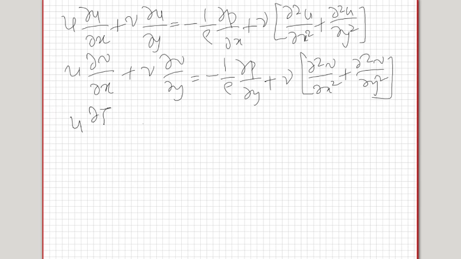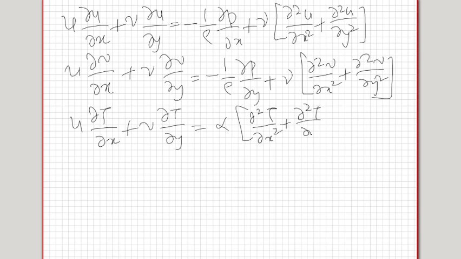U ∂T/∂x plus V ∂T/∂y is equal to, there is a rho Cp that comes on the left hand side, which will go to the right hand side, and on the right side there is a K, so it will be K by rho Cp, which will become an alpha, multiplied by ∂²T/∂x² plus ∂²T/∂y². Okay, so this is equation 2, this is equation 3, and this is equation 4.